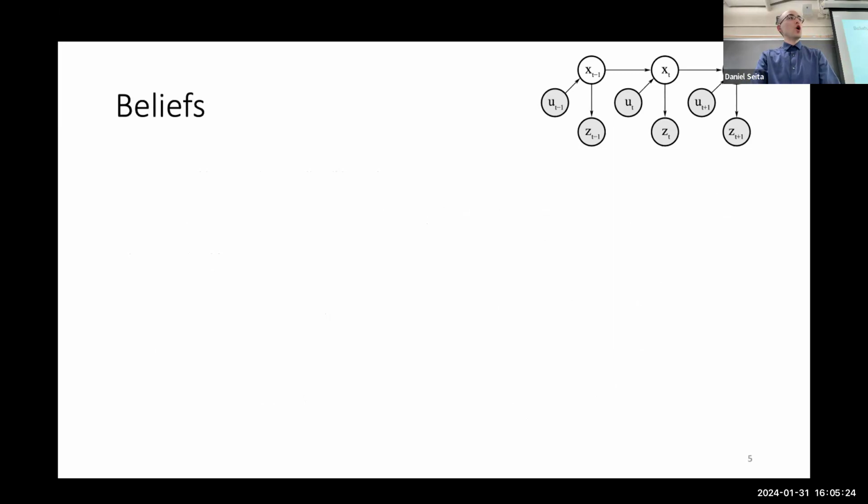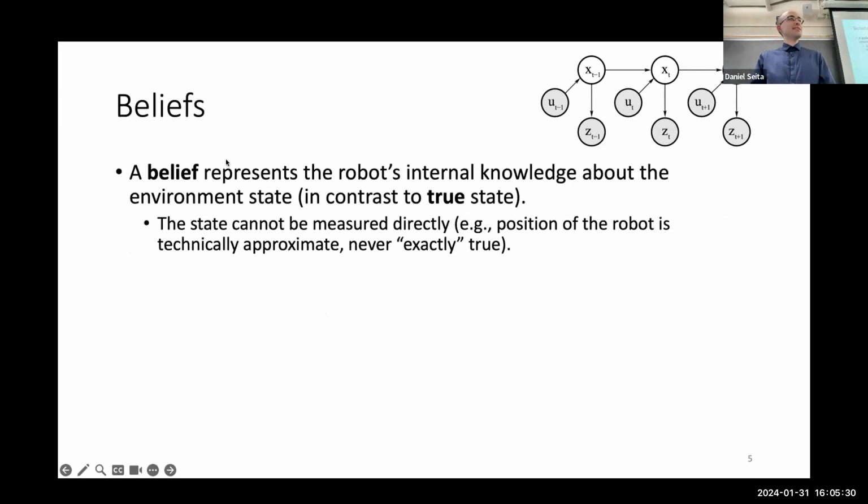Last class, we also talked a lot about belief. Do you remember what those were? These represent a robot's internal knowledge about the environment state. This is different from the true state, which in practice we don't know exactly, but we have some probability distribution about that true state, which is what the robot can use for its algorithm.